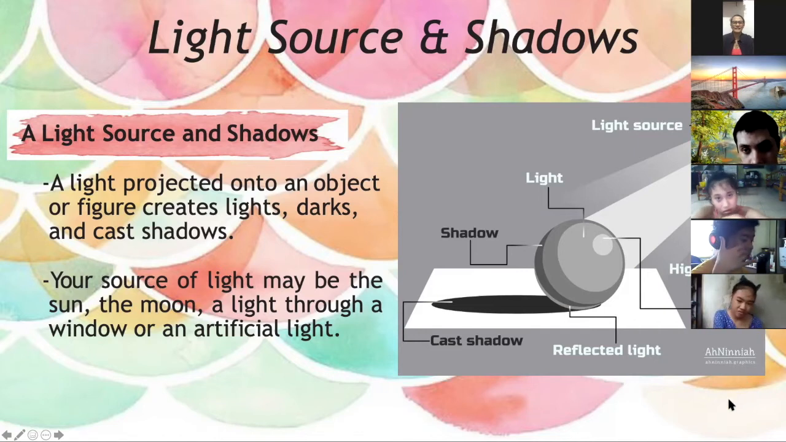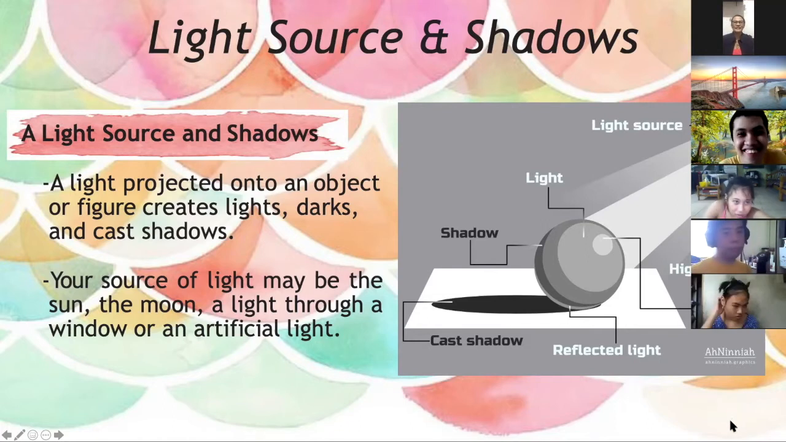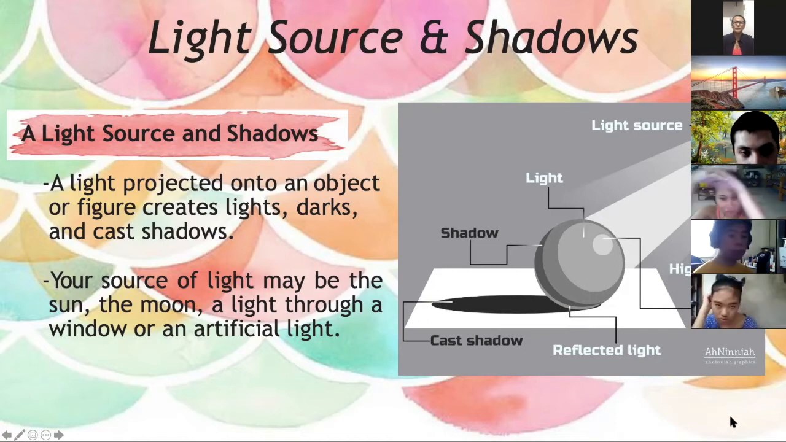Aldo, can you give me an example of a light source? The sun. The source of light may be the sun, the moon, a light through a window, or an artificial light. All right, that's good. Very good. Let's give you a clap. I'll mute you again. Thank you for your answers, guys.